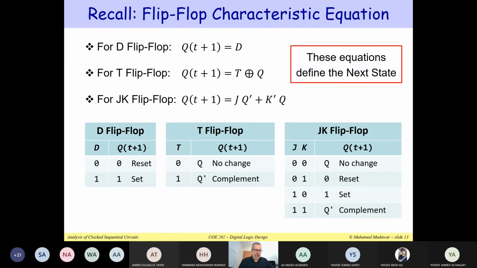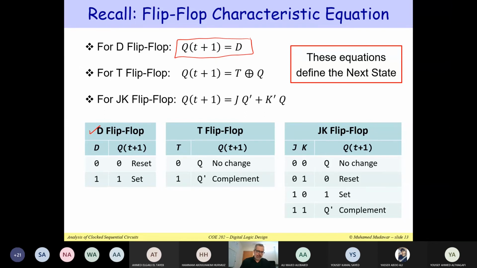In the case of the T flip-flop, you have to recall the characteristic equation, because the characteristic equation will tell you the next state of the flip-flop. In the case of the D flip-flop, the characteristic equation was so simple. Q at T plus 1 is equal to the D input. So if you have the input equation, then that's the next state equation. This is why the D flip-flop is so easy, and designers love the D flip-flop because it's so easy to deal with.